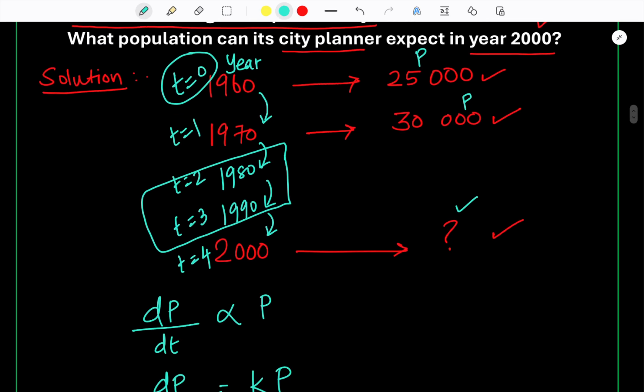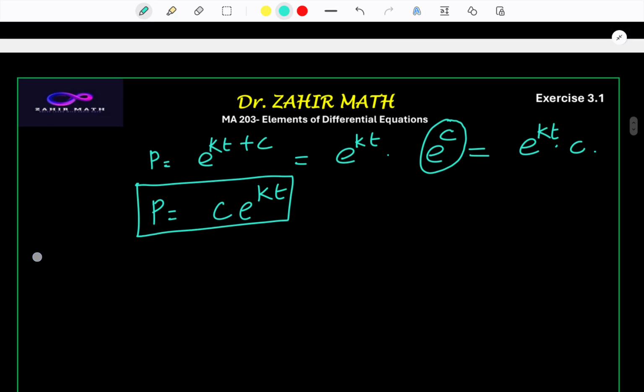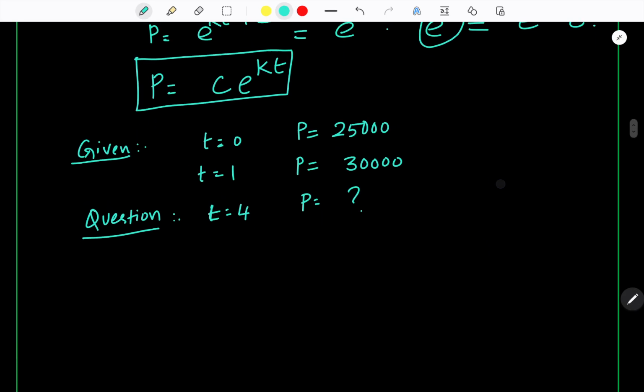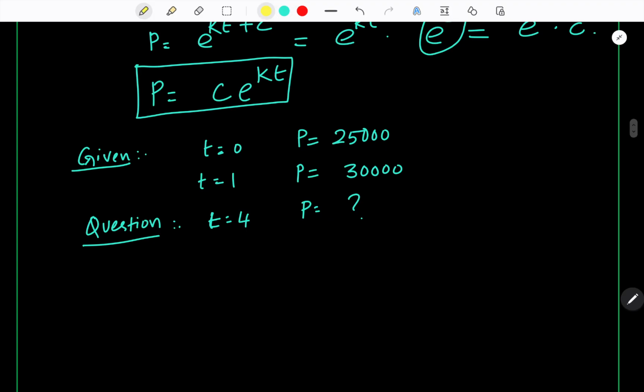So what is the data given? Let me write it in simple English. What is given? At t is equal to 0, P is equal to 25,000. And at t is equal to 1, P is equal to 30,000. And what is the question? The question is, at t is equal to 4, what will be your population in the year 2000? Clear? Right. So let's start this question.